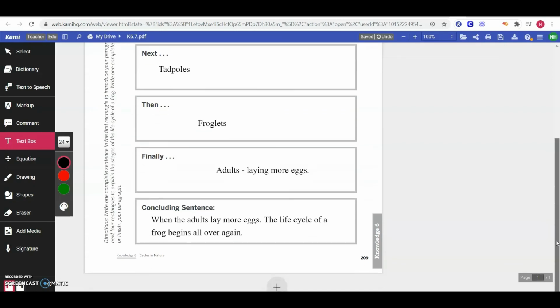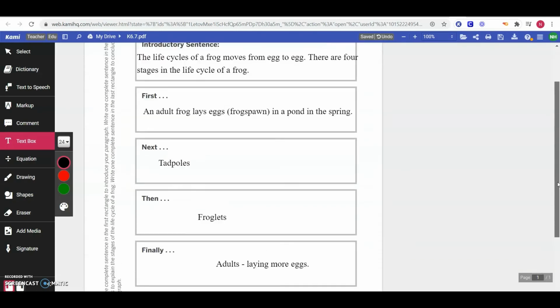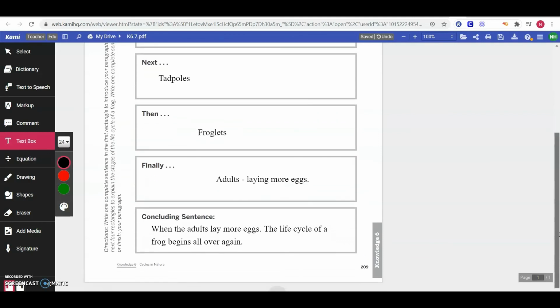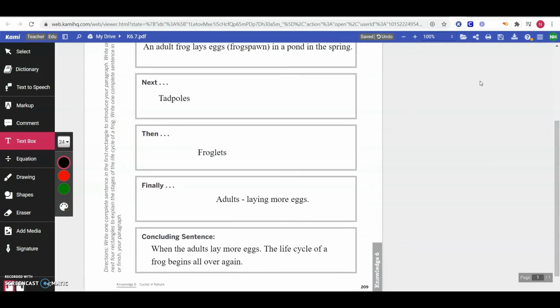All right, my friends, when you are finished with your informational paragraph about the life cycle of a frog, go ahead and turn it in, and you are all finished for today.